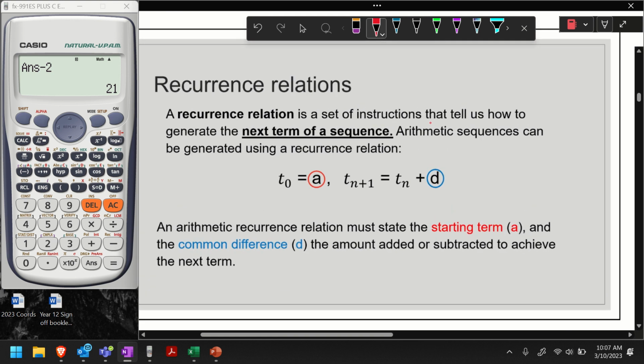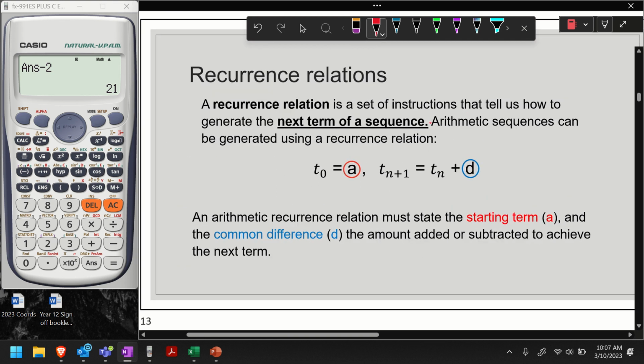All right, so here is a recurrence relation. It's a lot of information, a lot of words there, but I'm going to boil it down to two things. All it tells you. Okay, so it's a set of instructions. That's the first thing you need to know. It's instructions. And it tells us how to create a sequence. And there's two things that it tells you, yeah? When you see a question like this where it says T0 equals A, what does T0 mean? What do we remember?